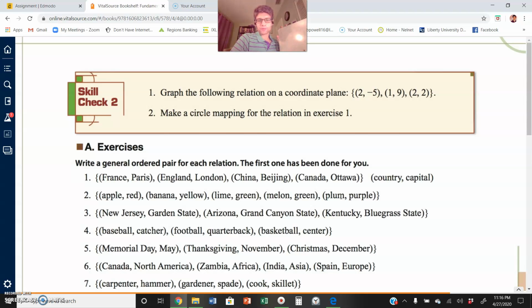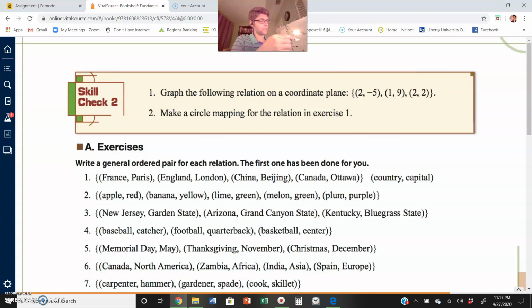It says graph the following relation on a coordinate plane. Okay, so here we're going to make our x, y. I'm just going to do it super quick. We're going to find 2, -5. We go over 2 and then down to -5. This is our point. We also have 1, 9, which is 1, 2, 3, 4, 5, 6, 7, 8, 9. It's going to be way up here. You should be able to do it on your paper. And then 2, 2. That's all you do for the relation. All you do is graph it.